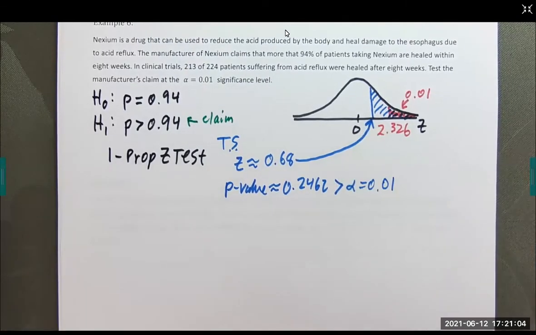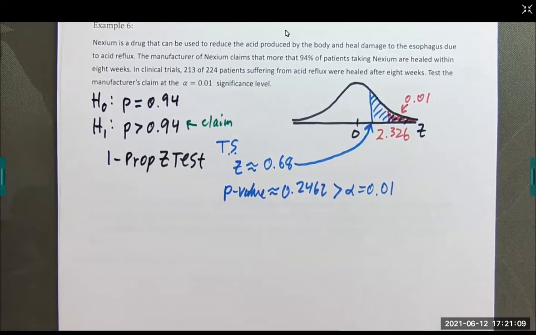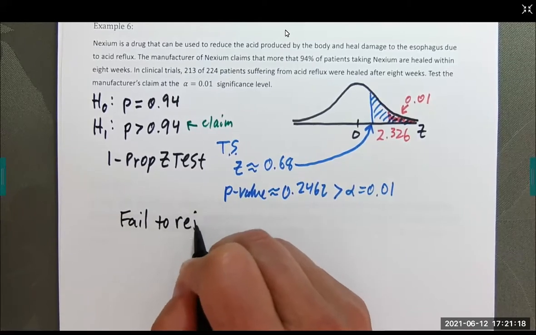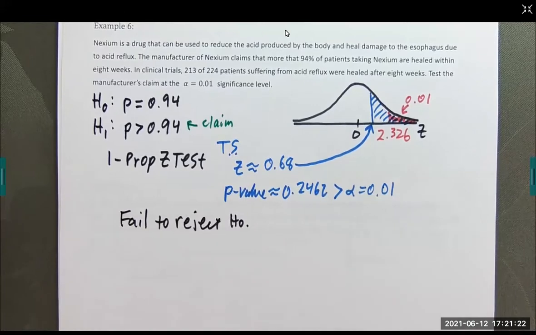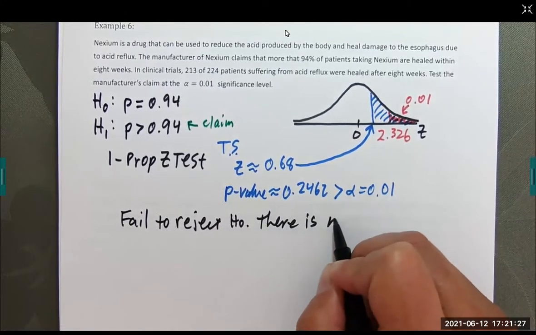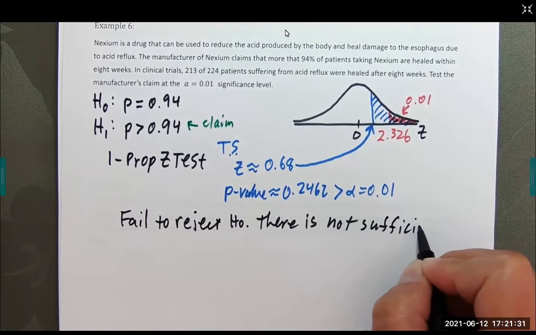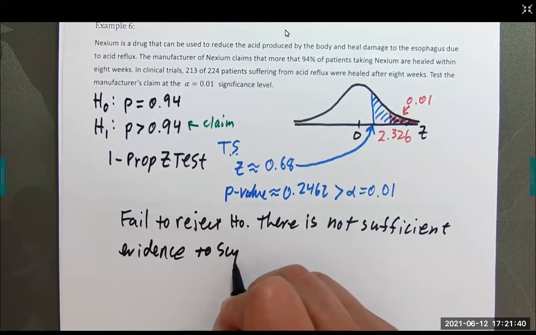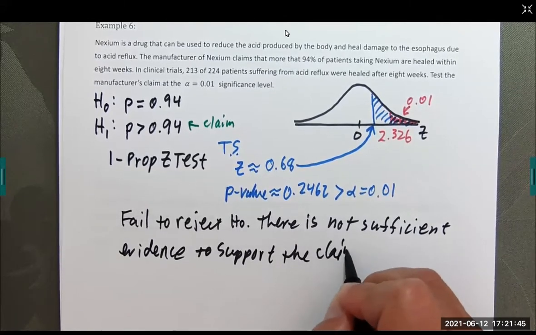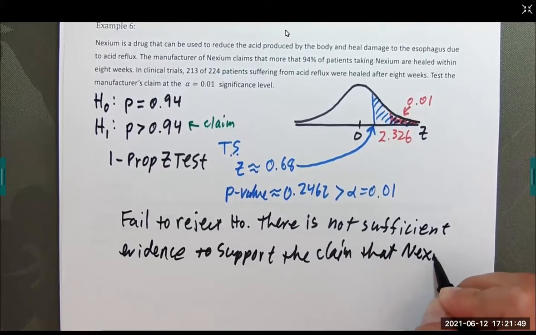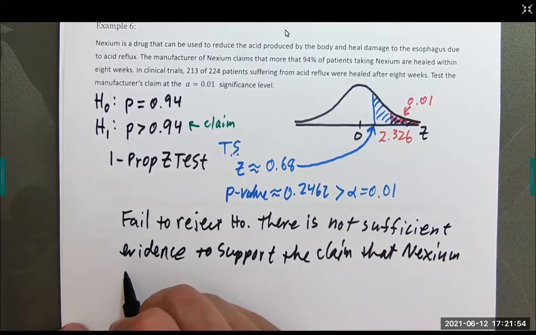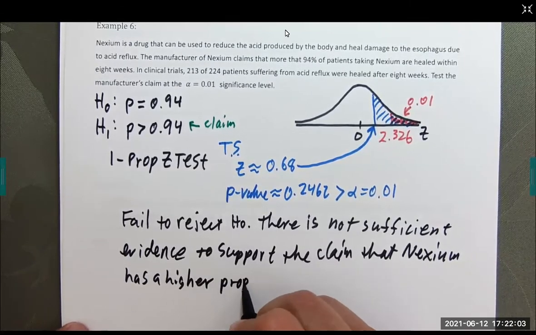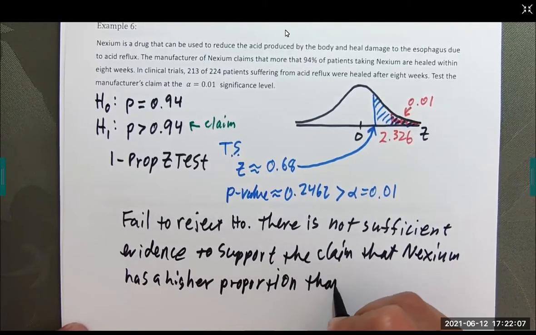Because we are not in the critical zone, or because the p-value is bigger than the alpha, we fail to reject the null hypothesis. This means that there is not sufficient evidence to support the claim that Nexium has a higher proportion than 94%.